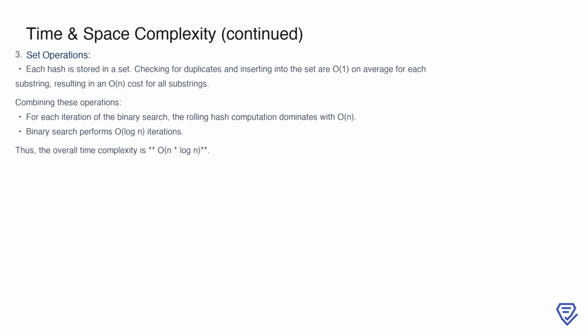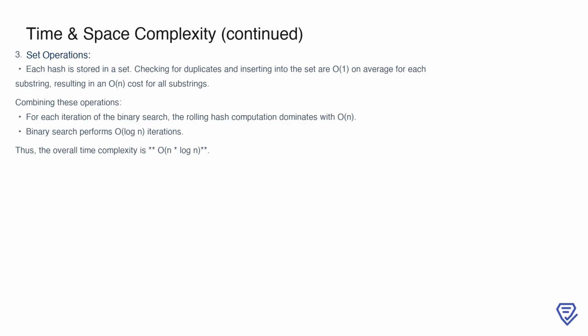Now, we consider the set operations performed within the rolling hash computation. For each substring, its hash is stored in a set, which allows us to check for duplicates efficiently. Both the insertion and lookup operations in a set average to O(1) for each substring. With n substrings of a given length, the total cost of these set operations is O(n).